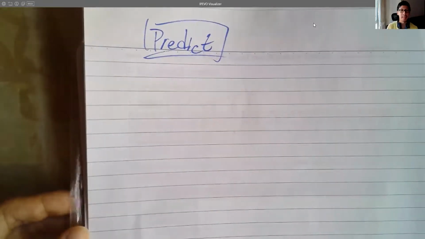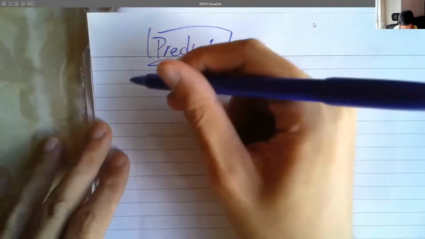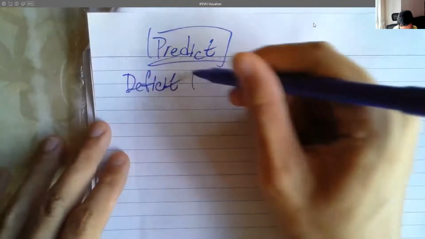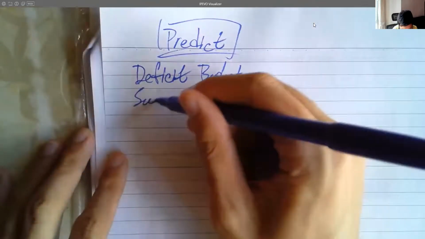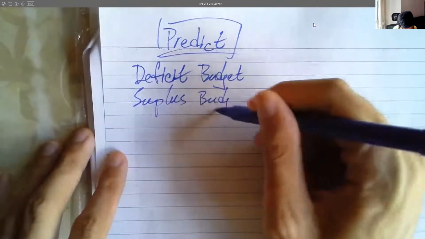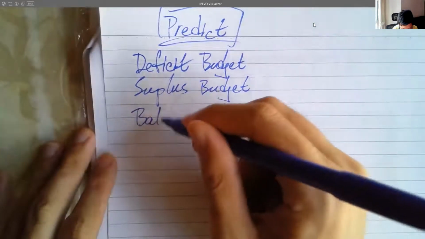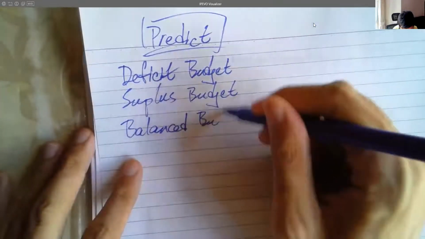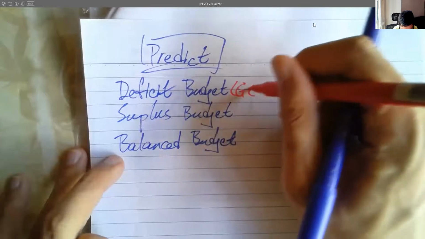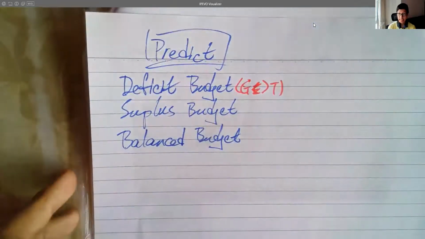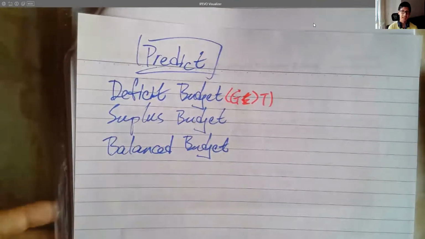If the government is predicting they are going to lose money, we call it a so-called deficit budget. Obviously, if they expect to get money, it would be a surplus budget. And if they expect it to be the same, that would be a balanced budget. Remember, deficit means G is bigger than T. You're spending more than you receive, right? This is easy, not too difficult.